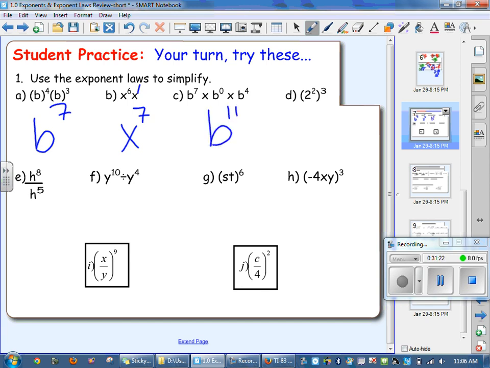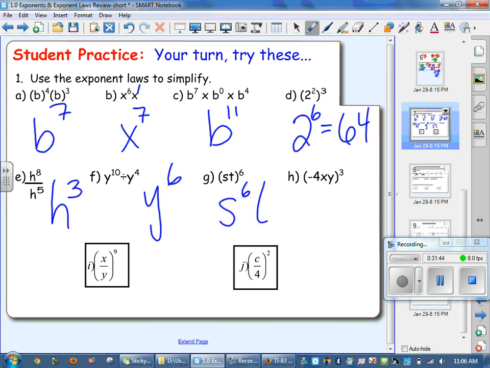The next question, I'm going to subtract my h's. I'm going to get h exponent 3. The next one is subtract. I'm going to get y exponent 6. Here I'm going to get s to the 6, t to the 6. Over here I've got 3 sets of these, which means I've got negative 4 cubed, x cubed, y cubed. Now I solve negative 4 cubed to give me negative 64, x cubed, y cubed.